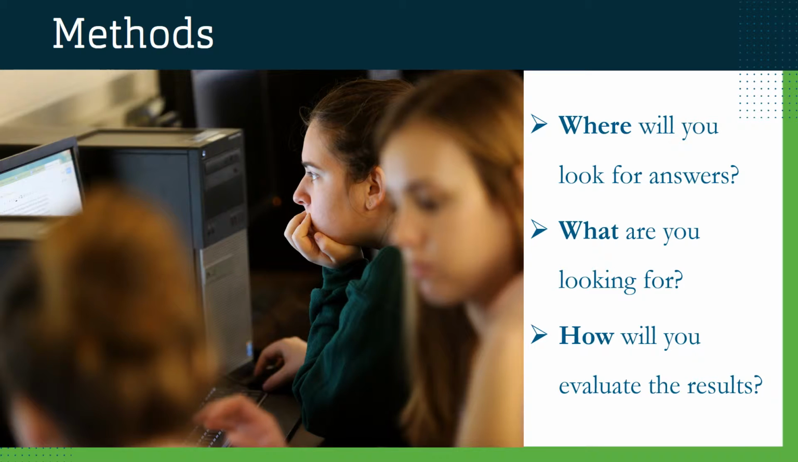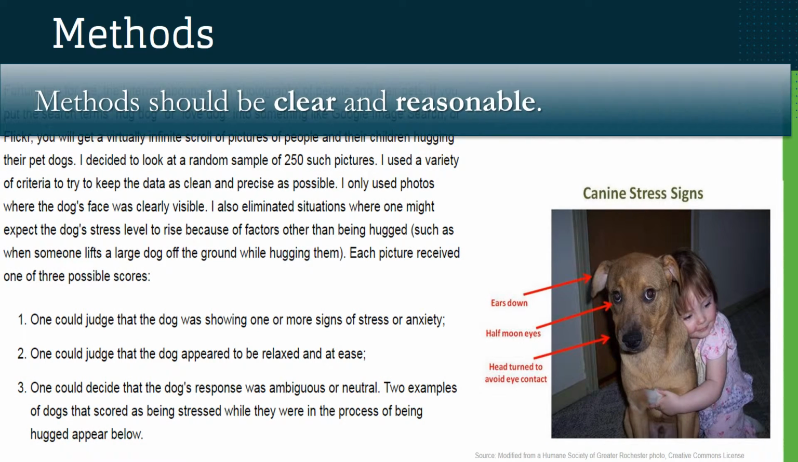Take a look at this methodology from the Psychology Today article, "The Data Says Don't Hug the Dog," by psychologist Stanley Coren. Coren sets out to determine whether dogs enjoy being hugged as much as we enjoy hugging them. To find that answer, Coren surveyed 250 photos from the internet of people hugging dogs. He looked only for pictures where the dog's face was clearly visible, and he eliminated situations where one might expect the dog's stress level to rise because of factors other than being hugged.